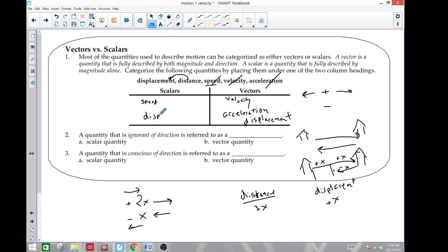Distance, marker slowing down, and displacement goes here. Okay, it's minor semantics. A quantity that is ignorant of direction, okay, is scalar. Conscious of direction, vector.